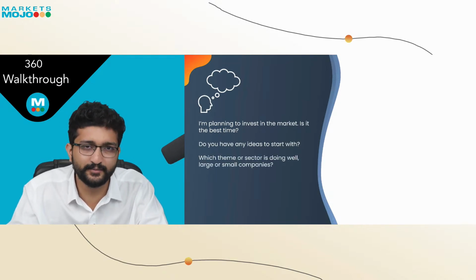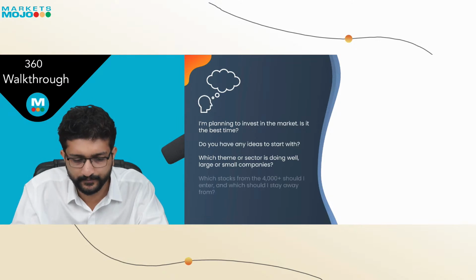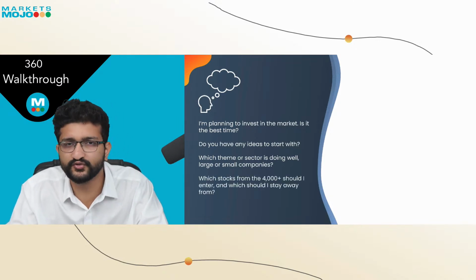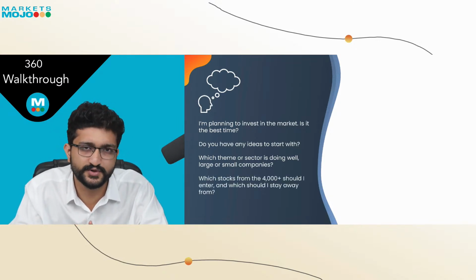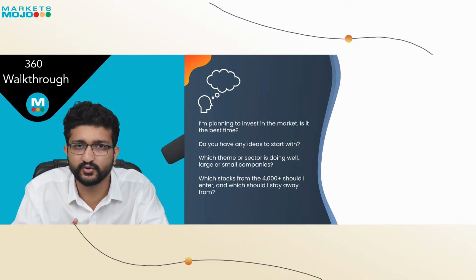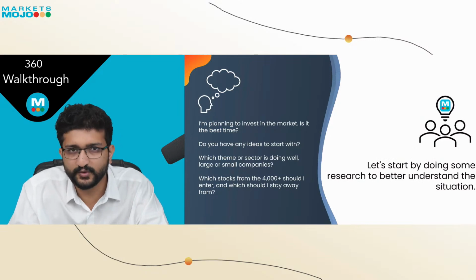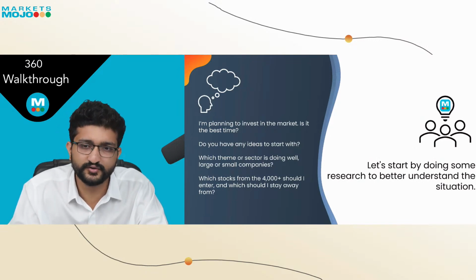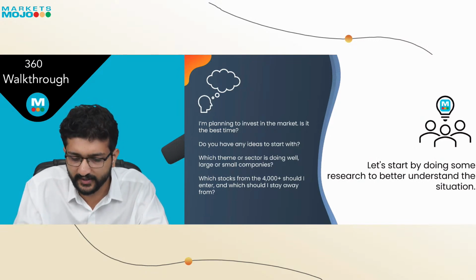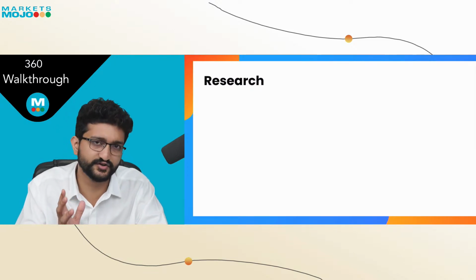Third point is which theme or sector is actually doing well today. And from all the 4,000 stocks, which ones can I buy, which ones should I hold, or which ones should I look at exiting from? This is something which we can do by researching on the platform of MarketsMojo. So to better understand the situation, let's look at the research portion.